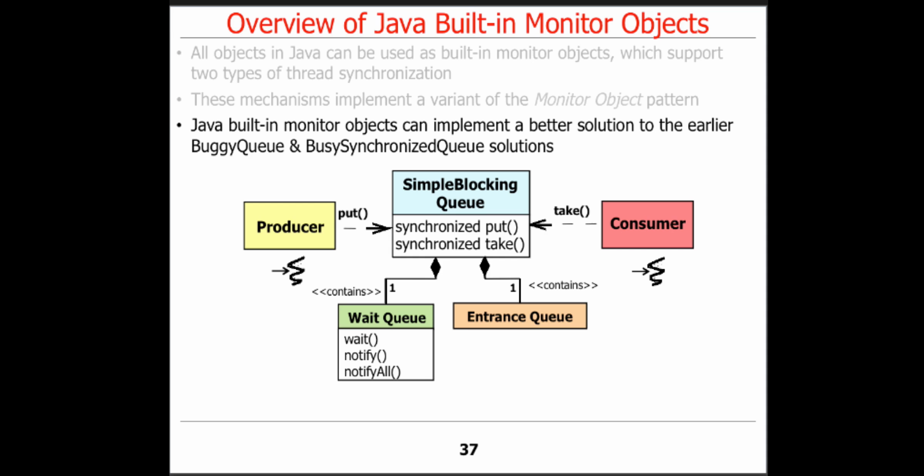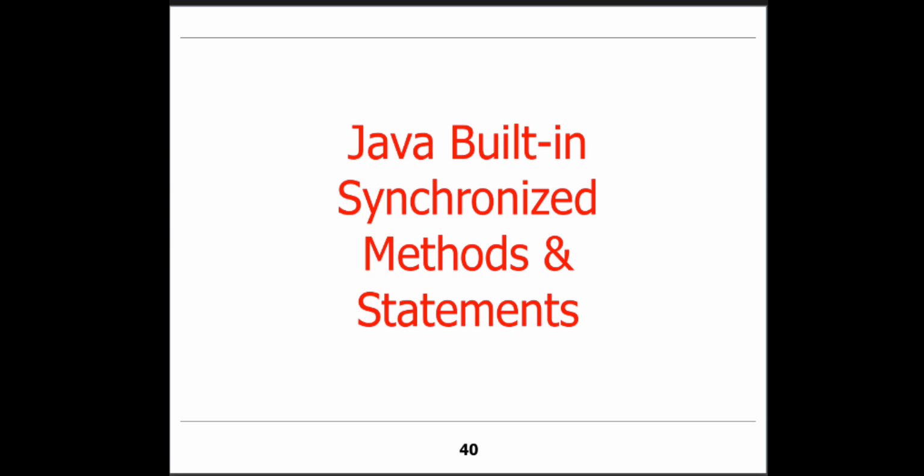OK, so we can use these monitor objects to come up with better solutions than our buggy queue, which had no synchronization whatsoever, and our busy synchronized queue, which busy waited too much. So this is what the mechanism is going to be. We're going to talk about the entrance queue. We're going to talk about the wait queue. And later, we'll talk about the monitor object pattern. We'll probably talk about that at the end of this discussion about Java concurrency mechanisms. It's really important to understand the pattern because the pattern tells you when and how to apply the various pieces. So we're going to talk a lot about the mechanisms. It tells you how to apply them and how to apply them correctly.